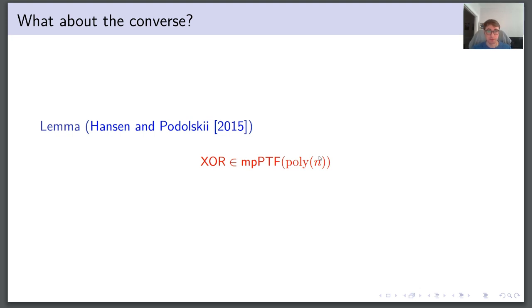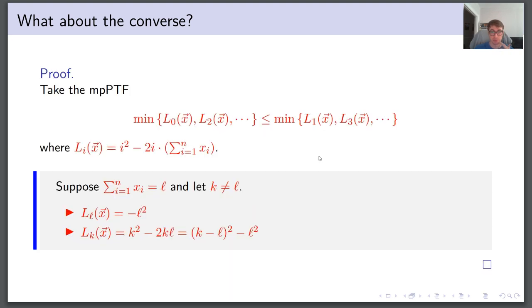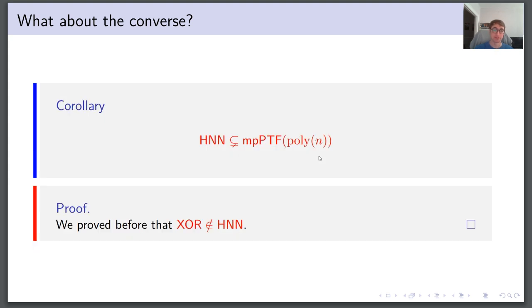And what about the converse? Is MPPTF poly n contained in HNN, for example? Well, it turns out that the parity function is contained in MPPTF poly n. And this follows just from a direct construction. You can pause the video to digest this if you want. And so a simple corollary of this is that HNN is a strict subset of MPPTF poly n, and it's separated by the parity function, because before we proved that the parity function requires 2 to the n anchors, so it does not have a polynomial size HNN representation.